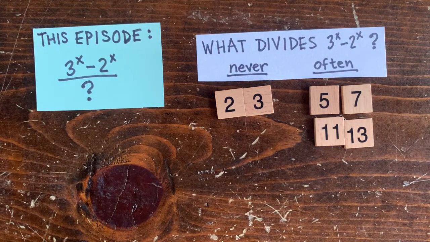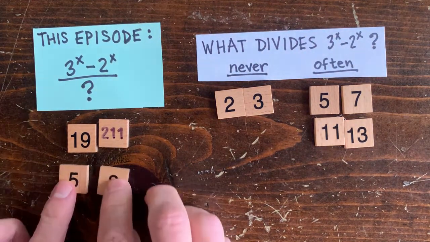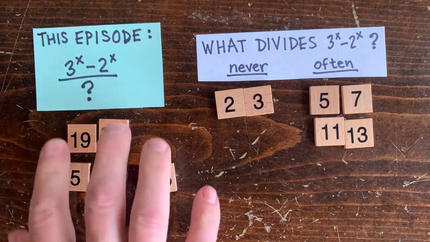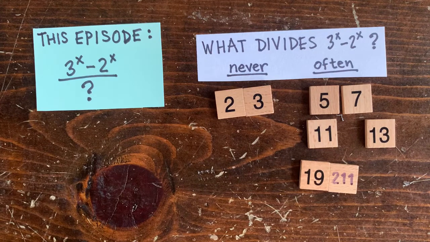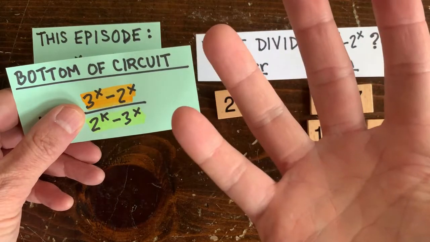How about a composite number like 19 times 211? Well, 19 divides it every third x, and 211 divides it every fifth x, so 19 times 211 divides it every 15th x, because 15 is the least common multiple of 3 and 5. Even a million billion is going to divide 3^x minus 2^x periodically with some regular period. Okay, let's try something harder. Is 3^x minus 2^x ever divisible by 2^k minus 3^x for any x and k?